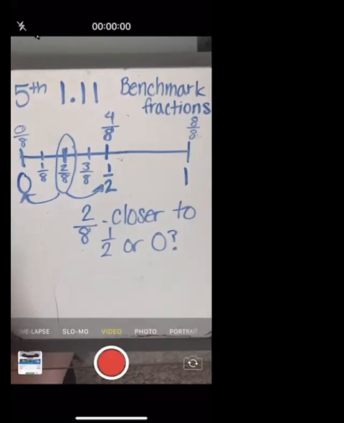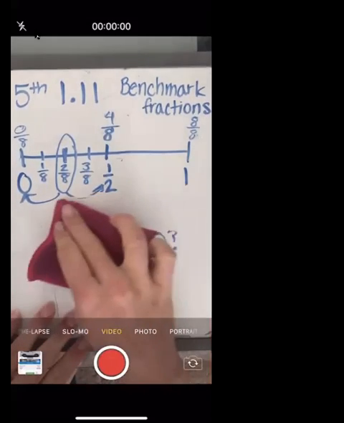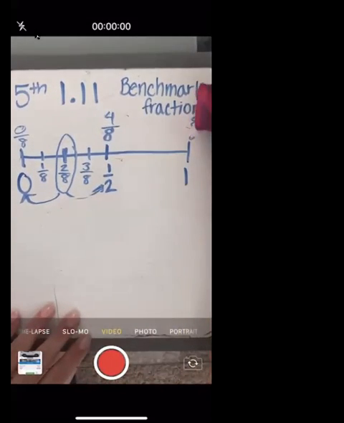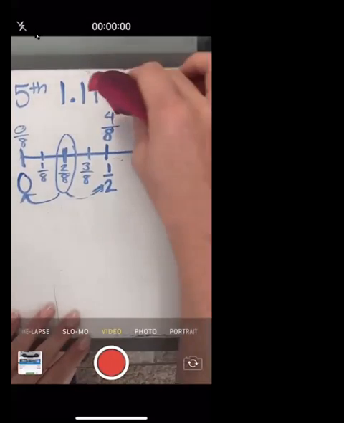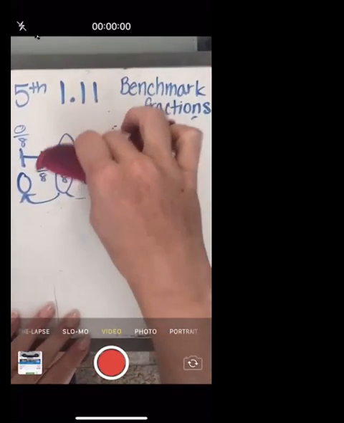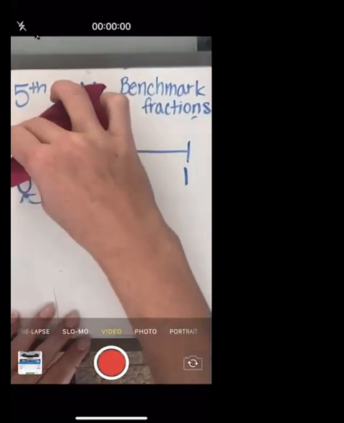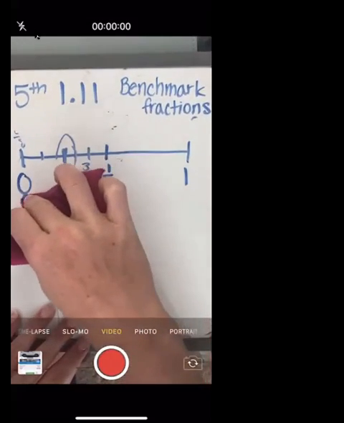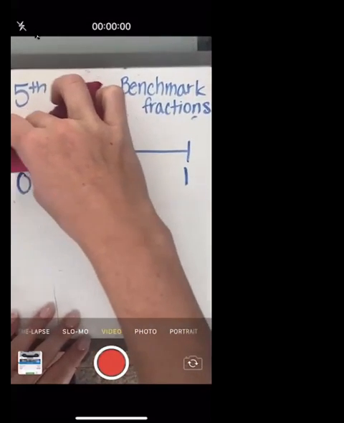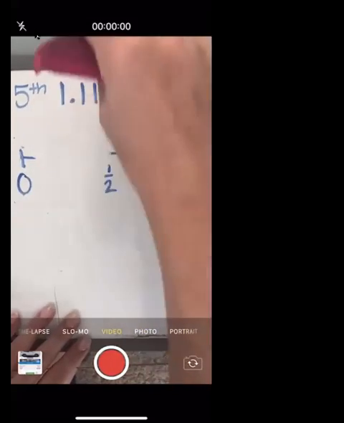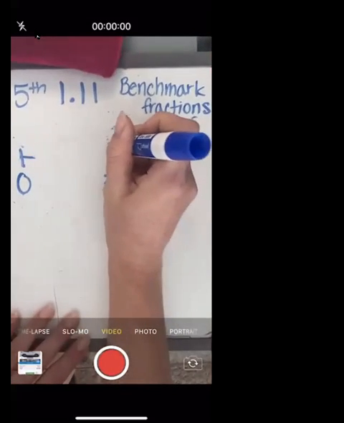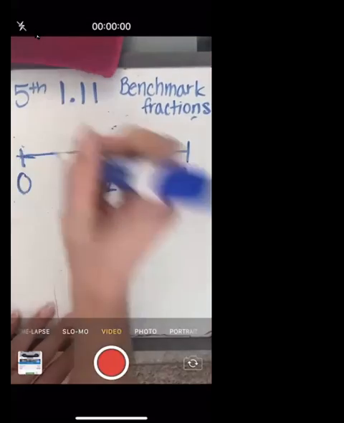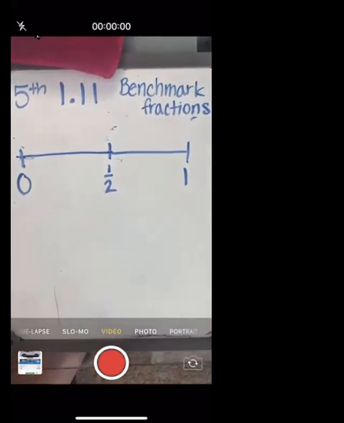So I want you guys to keep these benchmark fractions in mind. I'm going to keep them going on my board. They might get a little messy, but I'm going to try to leave this up here for you. So if it helps you to draw your benchmark every time, that's fine. Or if you, somewhere in your notebook, just have this visual for yourself, I think it'll help you a lot.